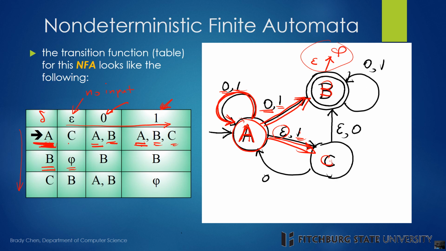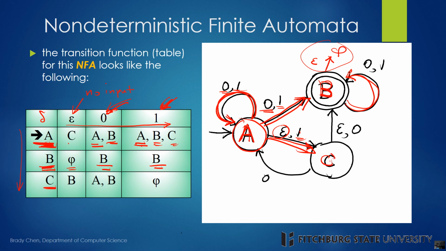Now, if the current state is B and the input is 0, then it stays in B, right? That's very similar to all the previous diagrams. If the current state is B and the input is 1, then it also stays in B. So that's uniquely determined.